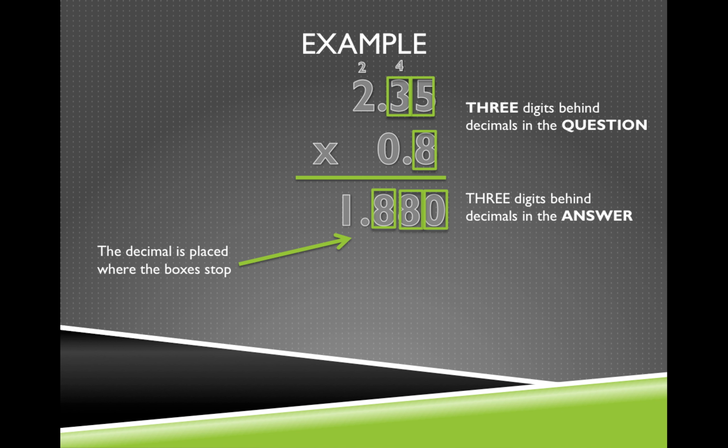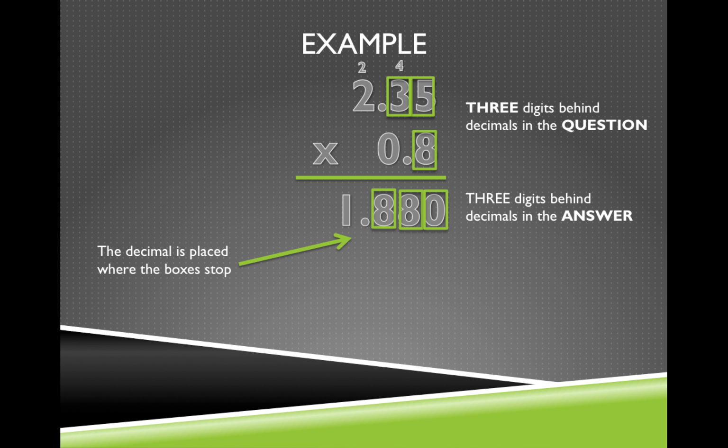Here's an example. We have 2 and 35 hundredths and 0 and 8 hundredths. We multiply them just as if it was 235 times 8. So 8 times 5 is 40, we carry the 4. 8 times 3 is 24, plus 4 is 28, we carry the 2. 8 times 2 is 16, plus 2 is 18. So you get something that looks like 1,880.